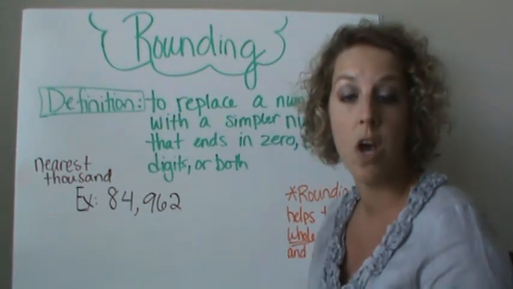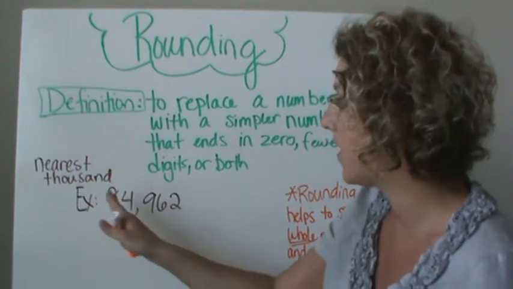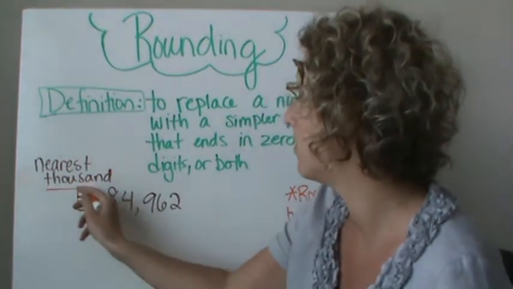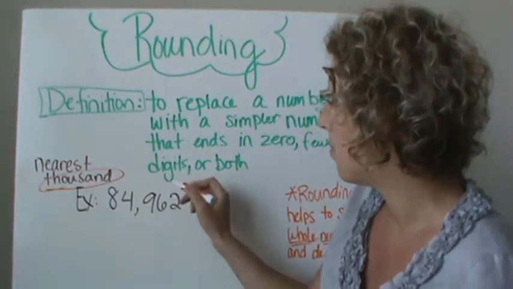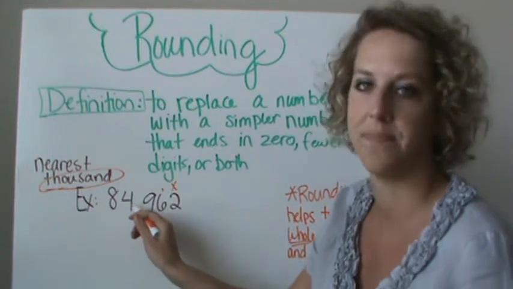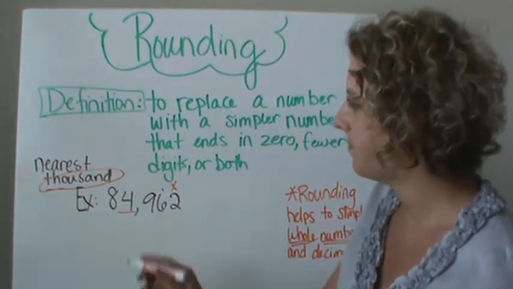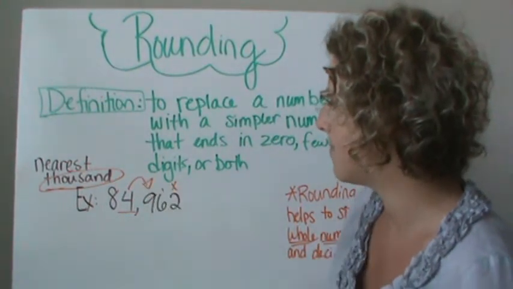the number 84,962, first we have to use our prior knowledge of what number is in the thousands place. So we want to round to the nearest thousand. Ones, tens, hundreds, thousands. There we go. So we have the thousands place. You always want to look at the number right beside it.